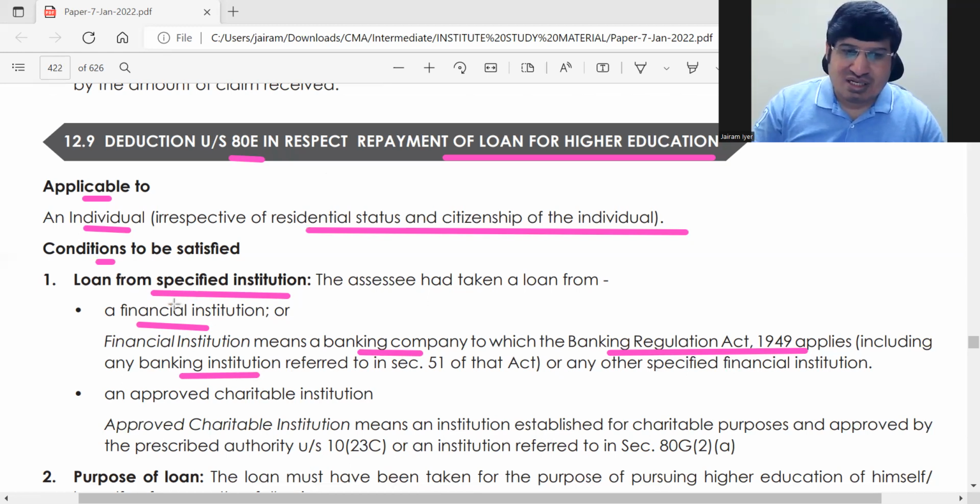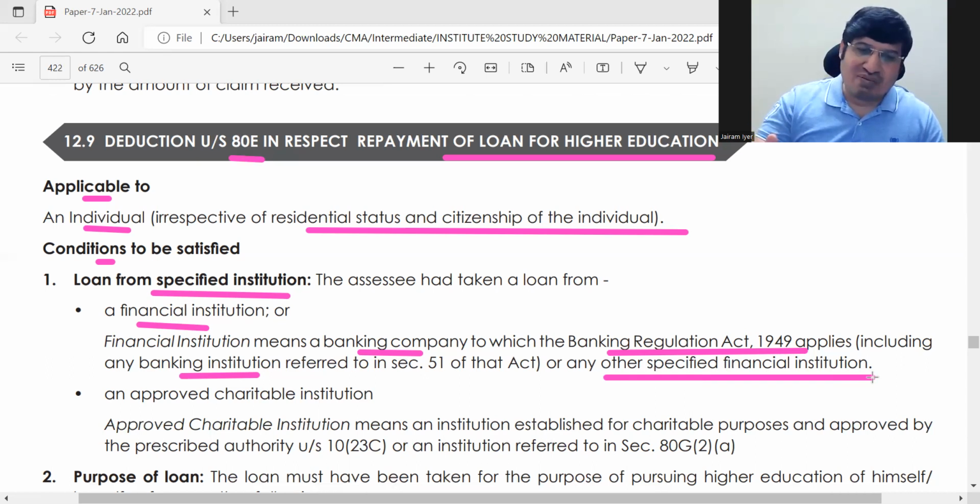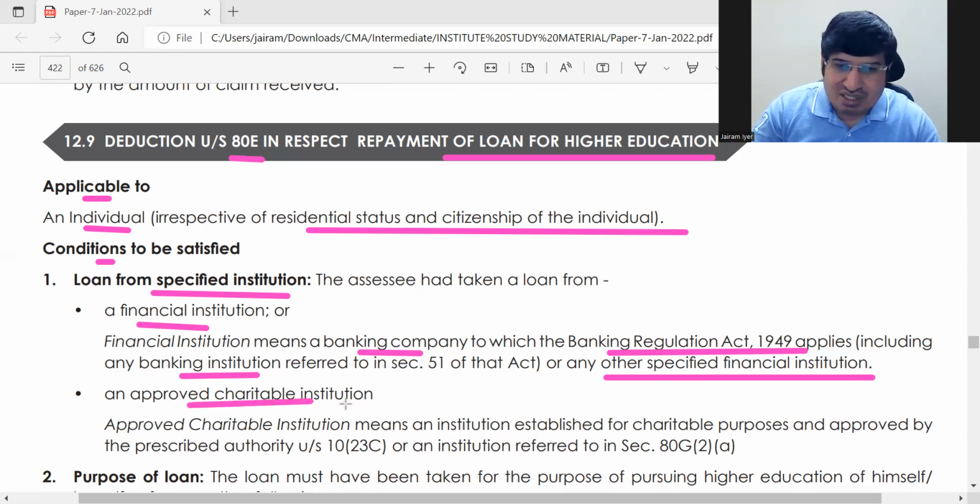So here, loan from a specified institution: one is a financial institution, which means a banking company or banking institution, or another specified financial institution. Anything specified by the government comes in anyway. Second is an approved charitable institution. Just remember this. And what is the purpose of the loan? We all know it's for pursuing higher education.